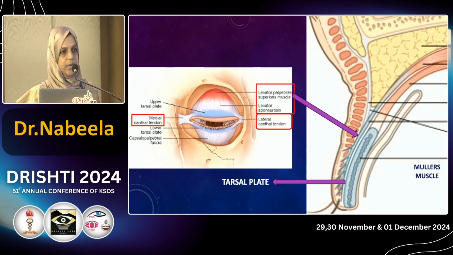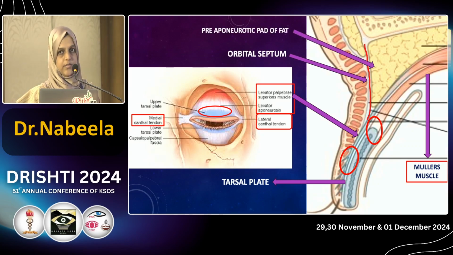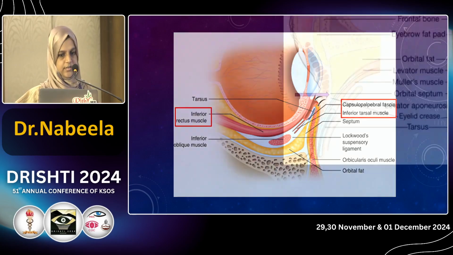Then we have the levator palpebrae superioris muscle and aponeurosis, which is attaching onto the anterior surface of the tarsal plate. And beneath it, you have the Muller's muscle, which is attaching on the superior border of the tarsal plate. And then we have the orbital septum, which has an attachment from the superior orbital rim over to the levator aponeurosis. And behind it, we have the pre-aponeurotic pad of fat. Similarly, within the lower lid, from the facial sheath of the inferior rectus muscle arises the capsulopalpebral fascia and the inferior tarsal muscle, which act as lower lid retractors.